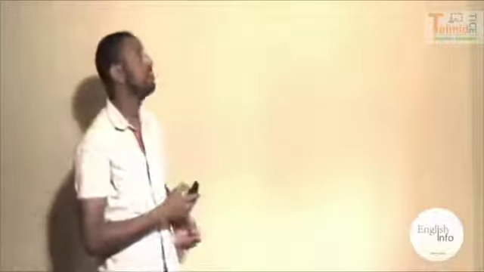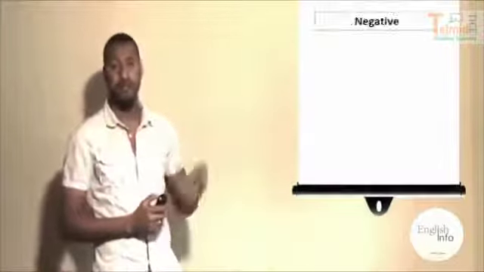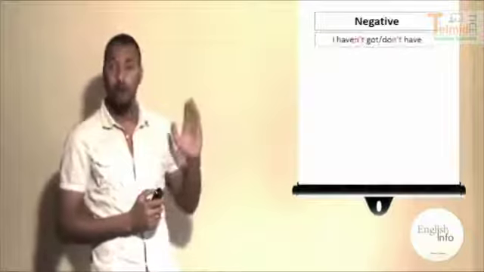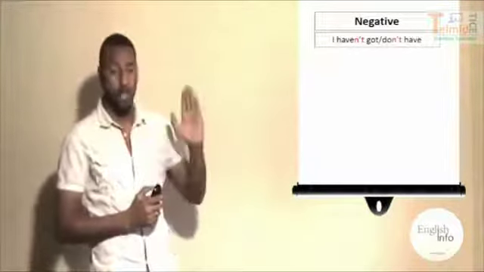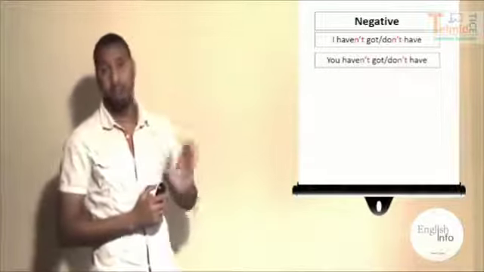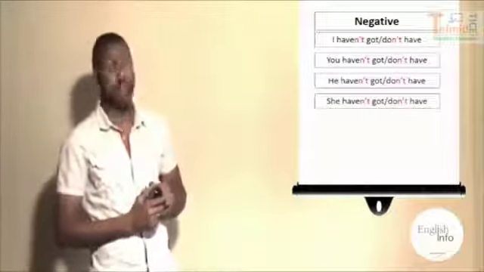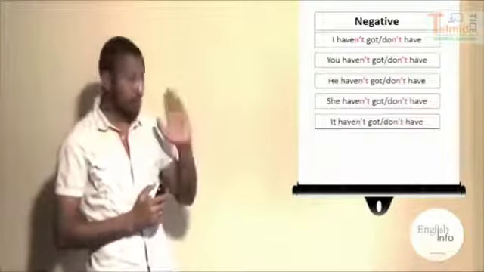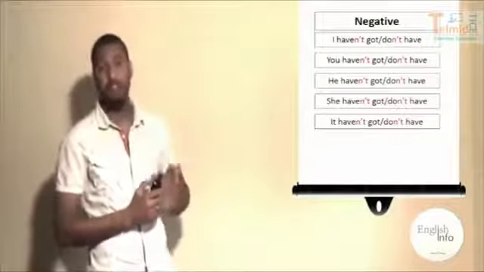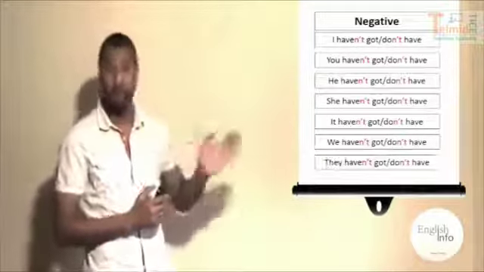Now let's move on to the negative form of the verb to have in the simple present. The negative form. I haven't got, or I don't have. You haven't got, or you don't have. He haven't got, or he don't have. She haven't got, or she don't have. It haven't got, or it don't have. We haven't got, or we don't have. They haven't got, or they don't have.